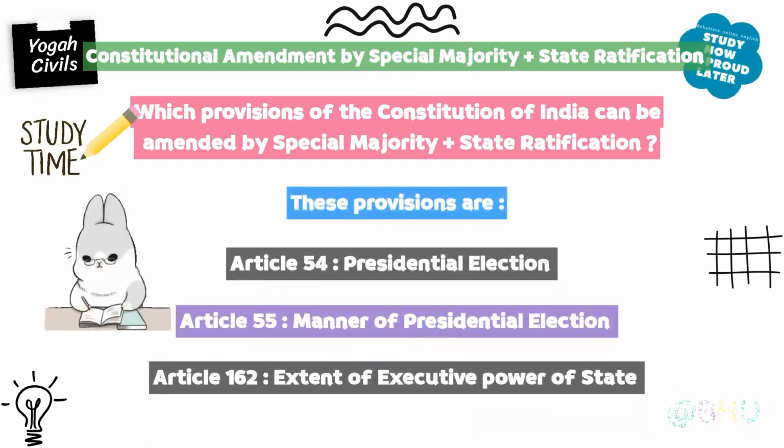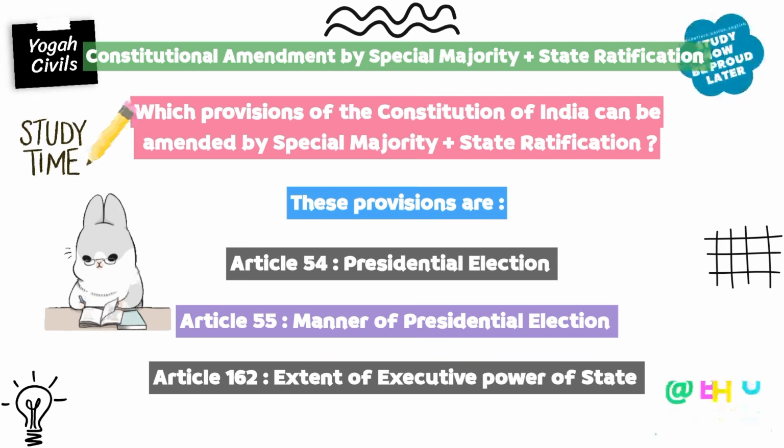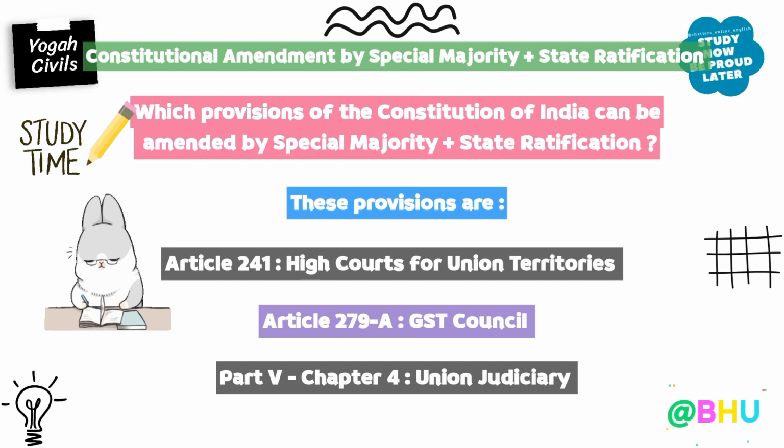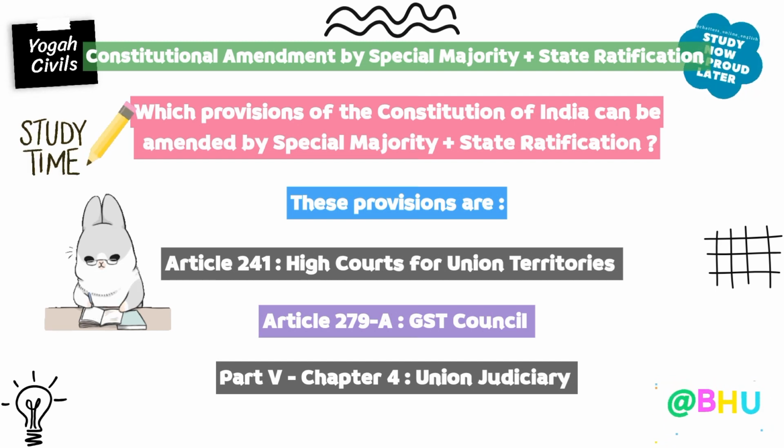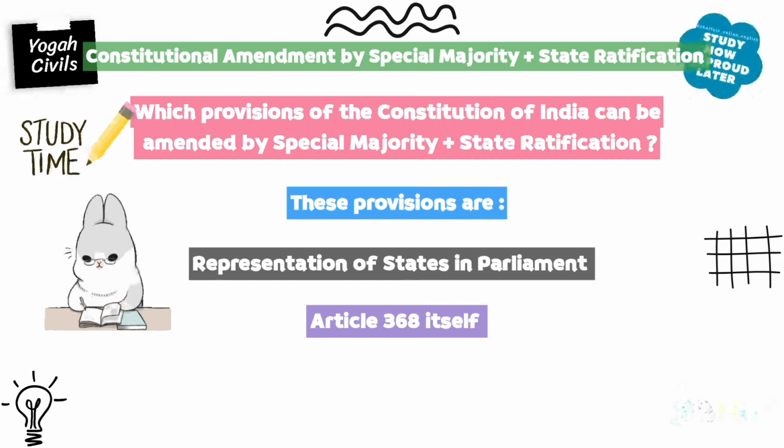These provisions are Article 54, Presidential Election. Article 55, Manner of Presidential Election. Article 162, Extent of Executive Power of State. Article 241, High Courts for Union Territories. Article 279A, GST Council, Part 5, Chapter 4, Union Judiciary, Part 6, Chapter 5, High Courts in States, Part 11, Chapter 1, Legislative Relations, any list in the 7th Schedule. Representation of States in Parliament, Article 368 itself.